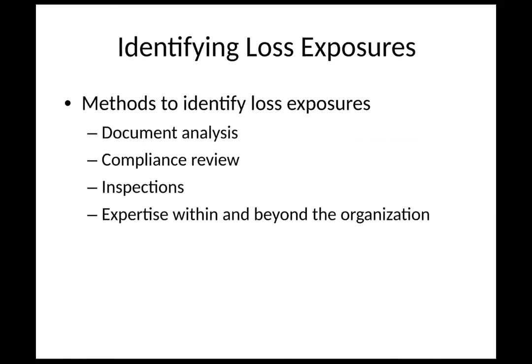So, we got through risk registers and risk mapping. Now we're going to talk a little bit about identifying loss exposures. And this is actually a fairly short aspect, at least as far as this part of the chapter, but we'll go through it. So the four ways they talk about in this portion are document analysis, compliance review, inspections, and then expertise within and beyond the organization.